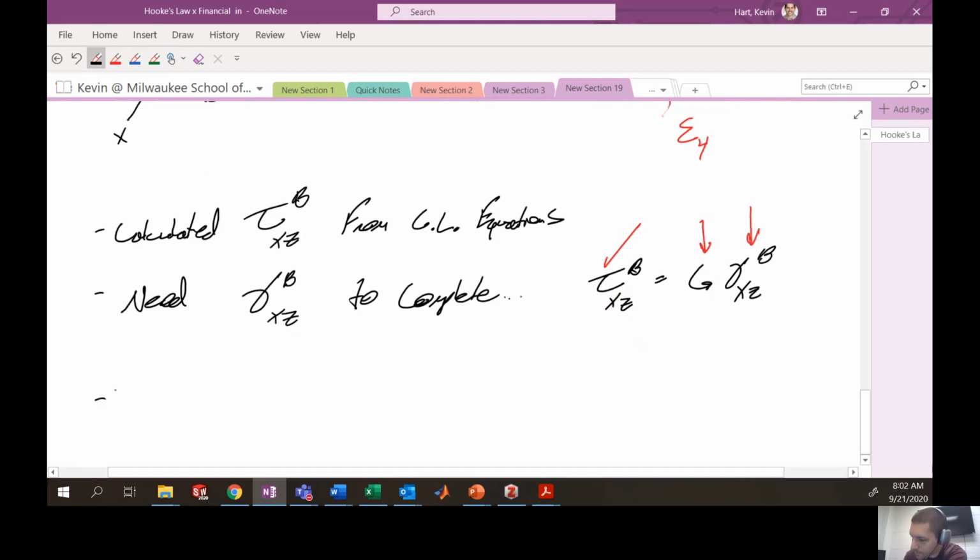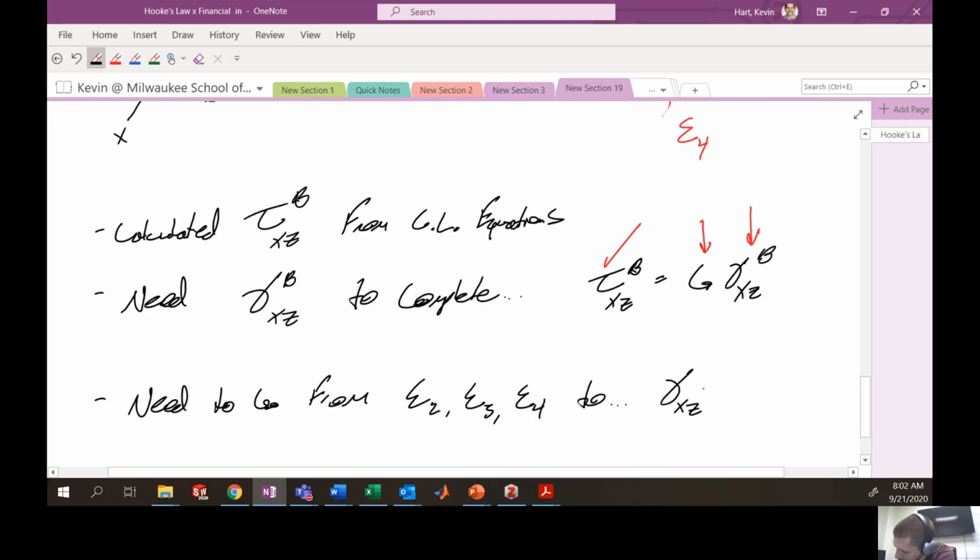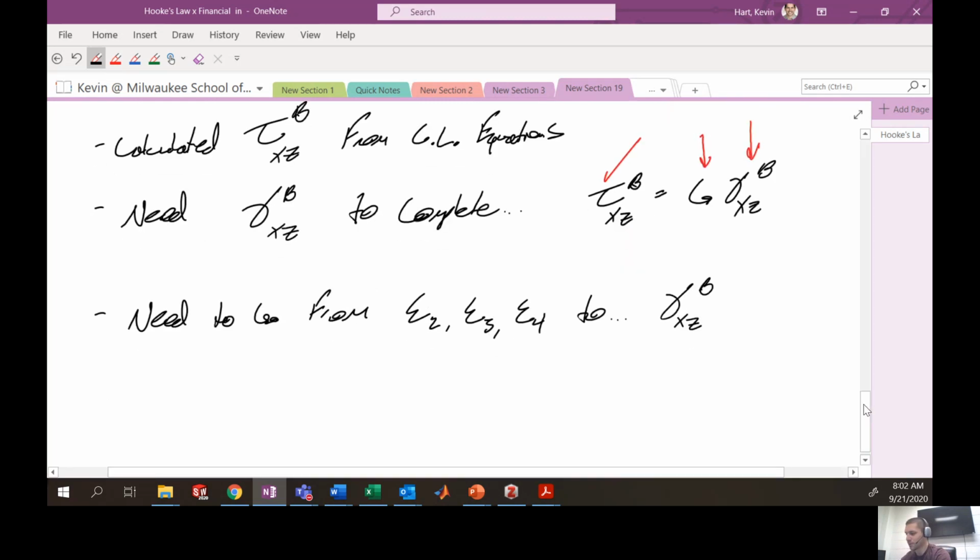Well, we need to go from the strains that we know, which is like epsilon 2, epsilon 3, and epsilon 4, to the shear strain gamma xz at B. And this is where people really are struggling. How do you take the strain measurements from gauge number 2, gauge number 3, gauge number 4, and translate that into some shear strain at point B, specifically in the xz coordinate system, so that you can marry the shear stress that you calculated in the xz coordinate system together with the shear strain to get the modulus.